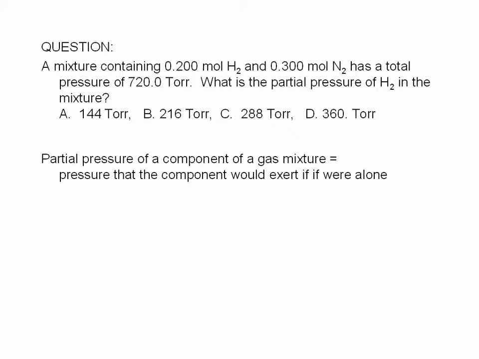Partial pressure is defined as the pressure that a component of a gas mixture would exert if it were alone in the container. Assuming ideal behavior, we can calculate the pressure of a gas by rearranging the ideal gas equation. We get P equals nRT over V, which is shown here as equation 1.